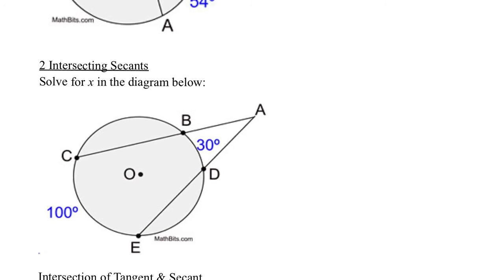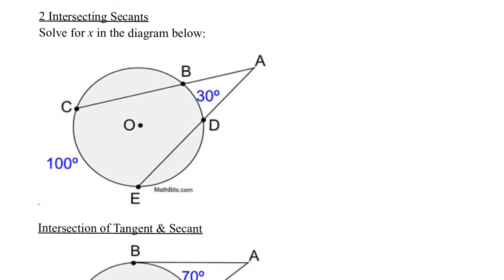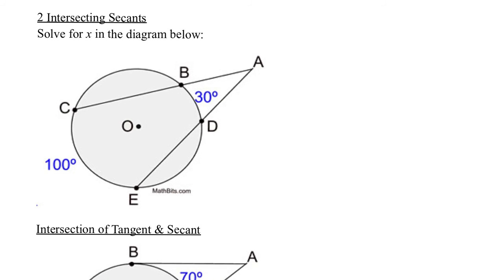What about two secants intersecting? So here's a diagram of two secants intersecting. They intersect at A, so they actually intersect outside the circle, and I know the measures of the arcs that they cut off, and we want to find the measure of X, which in this case is that angle right there. We're trying to find that angle.